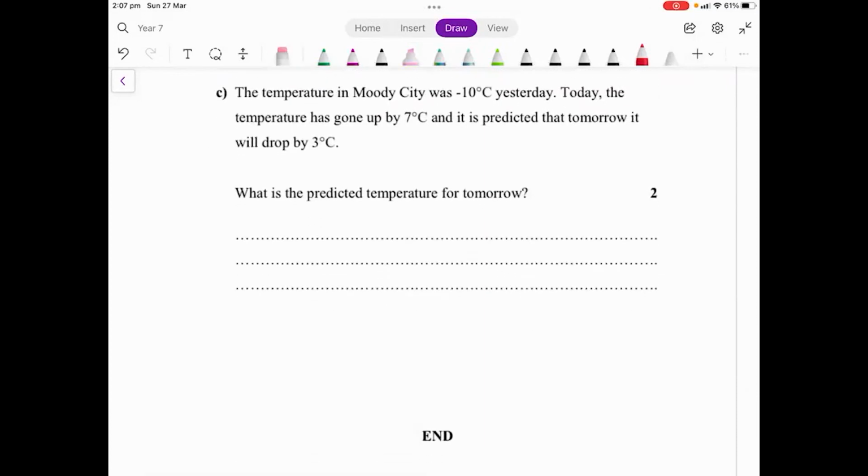Okay, last question. The temperature in Moody City was minus 10 degrees Celsius yesterday. So that's our starting point, so we write minus 10. Today the temperature has gone up by 7. So up is positive, so plus 7. And tomorrow it will drop by 3. Drop means go down, so we write minus 3. So our number sentence reads minus 10 plus 7 minus 3.